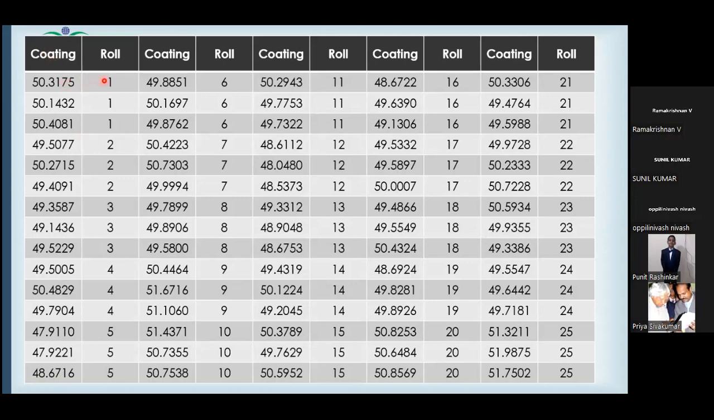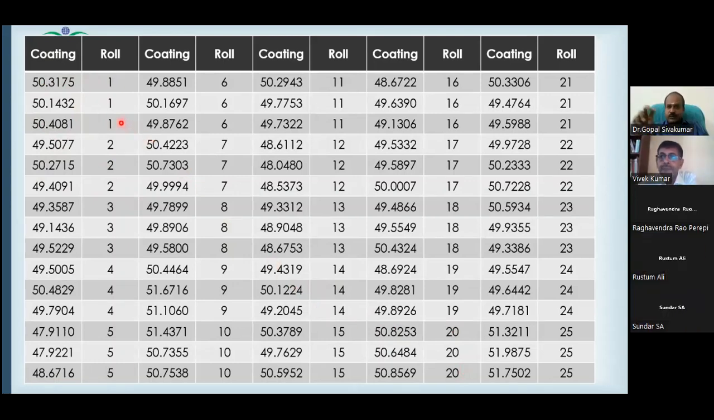See here, roll number 1, there are 3 readings. Roll number 2, there are 3 readings. How many rolls are here? 20 rolls. Every roll, you have taken 3 samples, so 20 into 3, 60 samples. The raw material is coming in rolls, so every time you change the roll, you collect 3 samples at a time. This is called a subgroup.